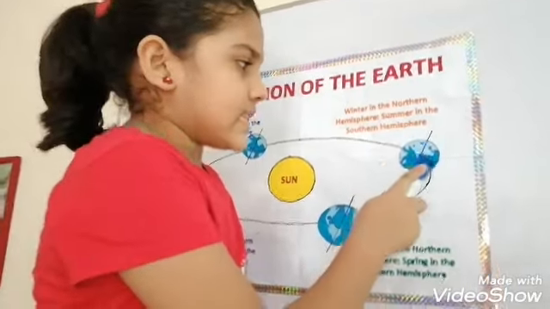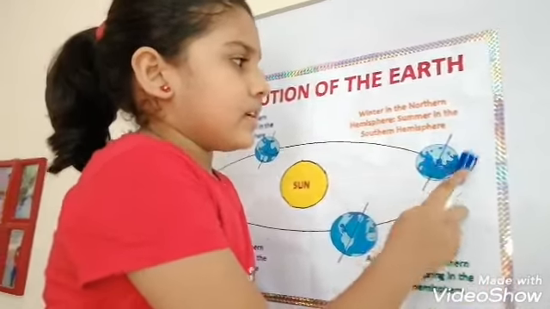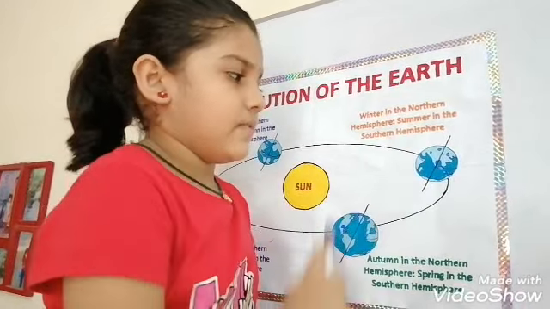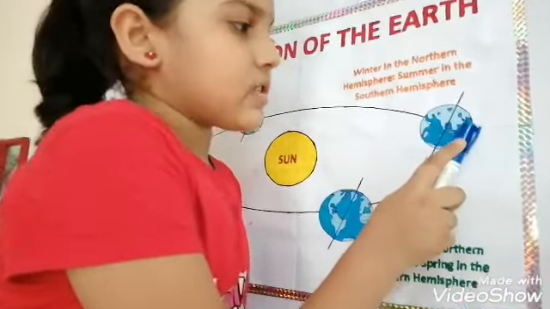So here it is. This half is the northern hemisphere and this half is the southern hemisphere. And can you see this line? This is called the equator.